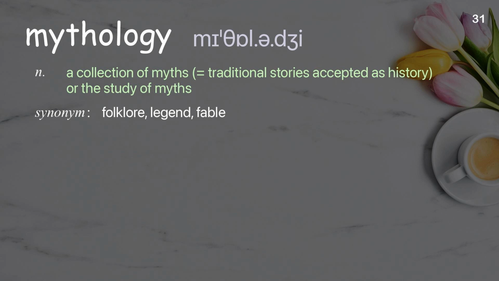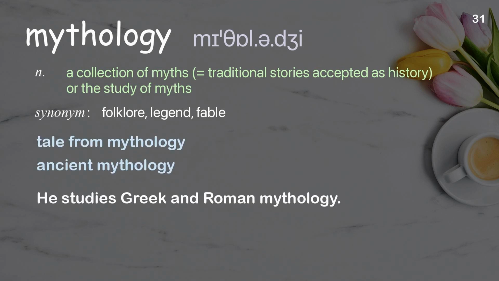Mythology. A collection of myths, meaning traditional stories accepted as history, or the study of myths. Examples: Tale from mythology. Ancient mythology. He studies Greek and Roman mythology.